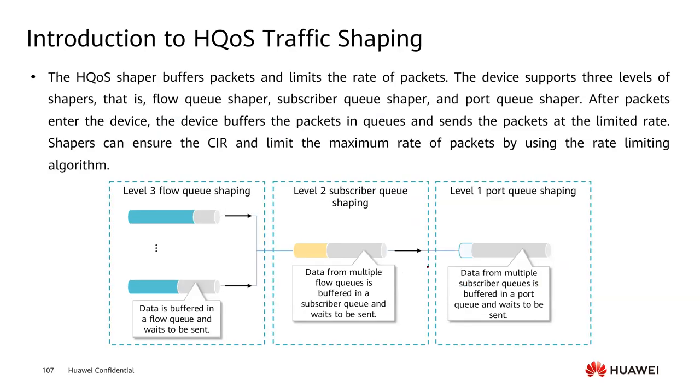And for the HQoS, we also can do traffic shaping. How many packets go out? For each different service, what is the speed? And for the different tenant, what is the speed? For the different sub interface, what is the speed? We also can do traffic shaping.